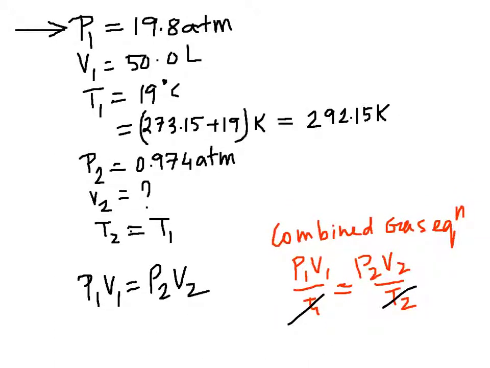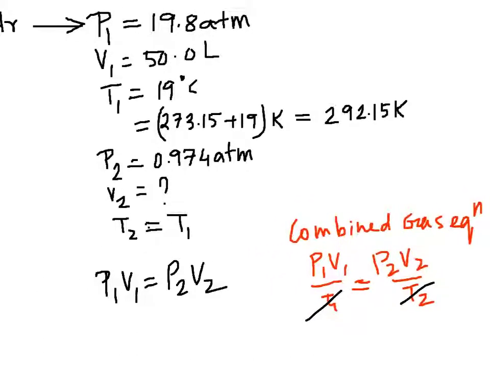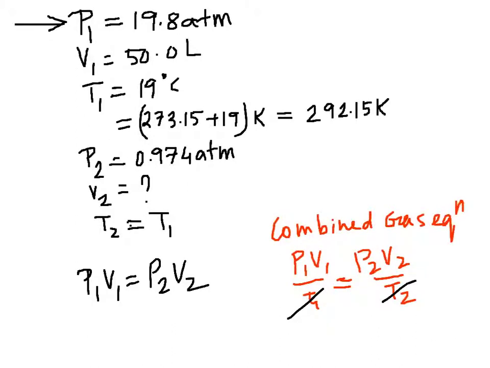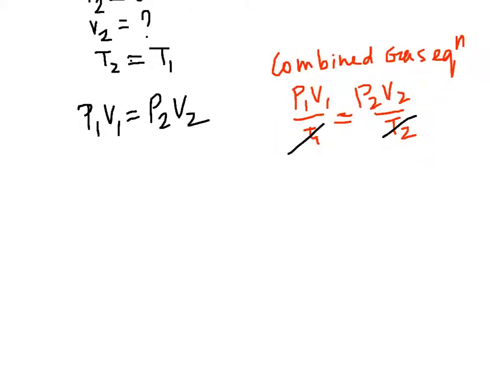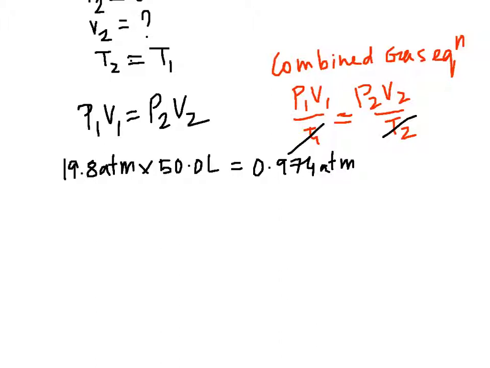So P1 is actually 19.8 atmospheres, V1 is 50 liters, and P2 is 0.974 atmospheres. We're going to go ahead and plug those quantities in, which is going to be 19.8 atmospheres for P1, V1 is 50.0 liters, P2 is 0.974 atmospheres, and V2 is what you're supposed to find out.